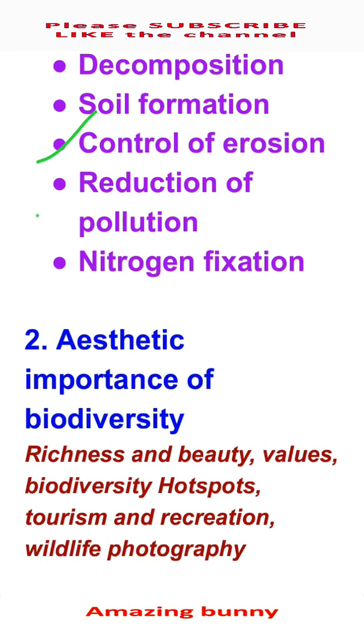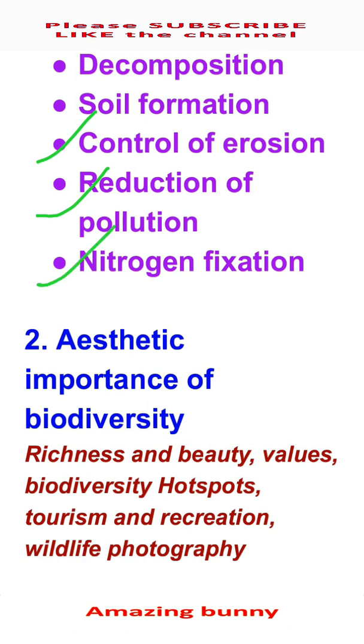Next is the reduction of pollution. Plants purify air. During the process of photosynthesis, they convert carbon dioxide into oxygen. I think you recall the process of photosynthesis, where plants take carbon dioxide from the atmosphere and water from their roots, and convert CO2 and water into oxygen. Now microbes or microorganisms also help to degrade pollutants. Basically pollutants are the substances responsible for pollution.